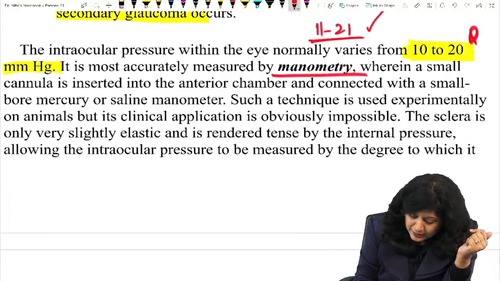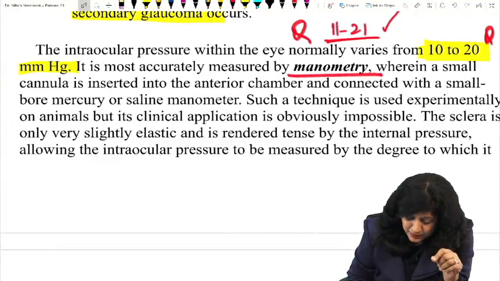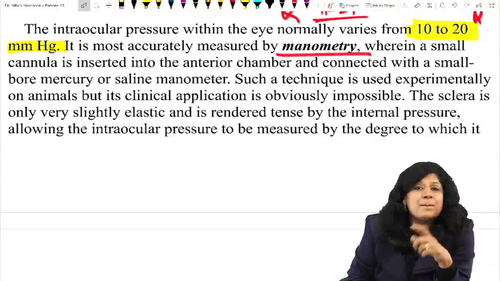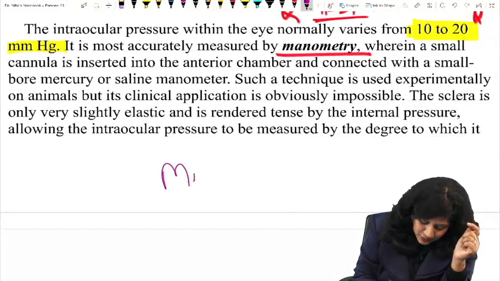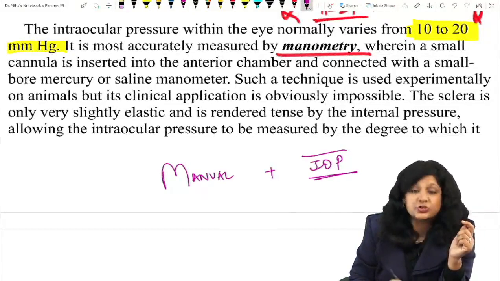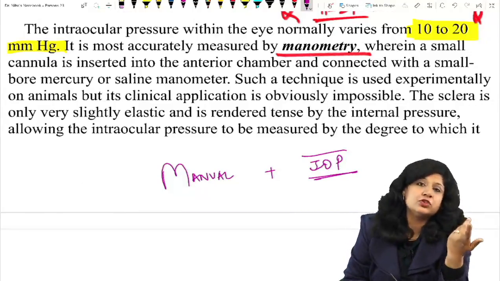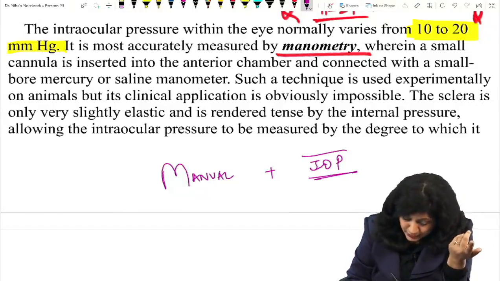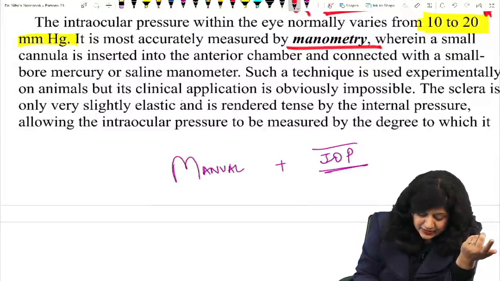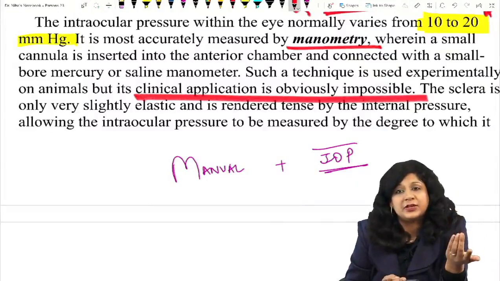It is most accurately measured by the manometry, wherein a small cannula is inserted in the anterior chamber connected with a small mercury or saline manometer. Now see, manometry means it is manual. So manually they are calculating the pressure, that is intraocular pressure. They are inserting the cannula in the anterior chamber straight away, so obviously that will give you the most perfect and the most accurate intraocular pressure. Such a technique is used experimentally on animals, but obviously in humans you cannot do this. So for this we are using so many tonometers.